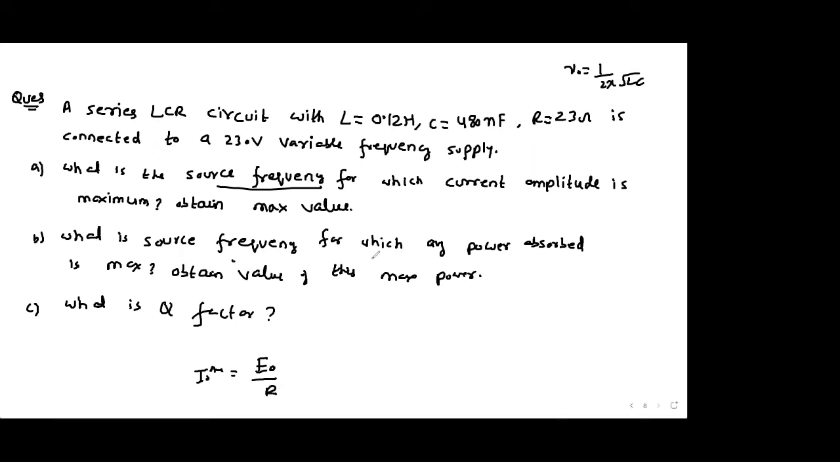In the same way, the frequency for which power is maximum is again resonance frequency. The part 1 and 2 is asking about the same frequency, only the language is different. And obtain the maximum power is this. P max is E RMS into I RMS. And one more thing, this is the RMS value.